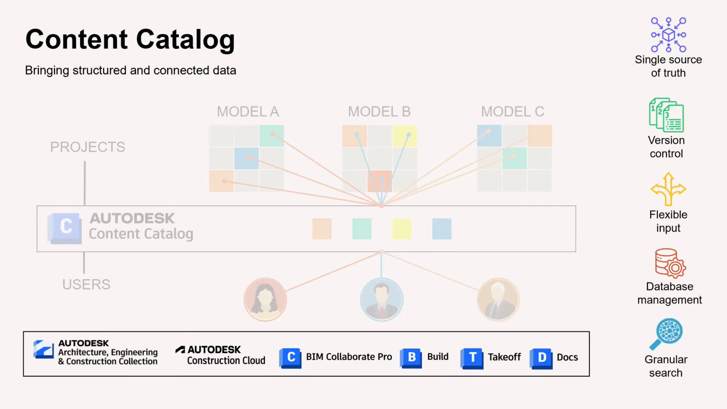So who can access Content Catalog? If you have a subscription to any of these products appearing here at the bottom of the slide, that means that you already have access to Docs, and that will grant you a direct access to Content Catalog without any extra cost. So if you have AEC Collection subscription or any of the Autodesk Construction Cloud subscriptions, such as BIM Collaborate Pro, Autodesk Build, Autodesk Takeoff, or Autodesk Docs as standalone, that means that you have access to Docs and access to Content Catalog.